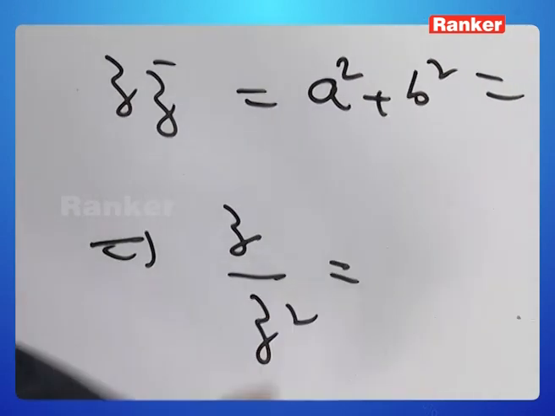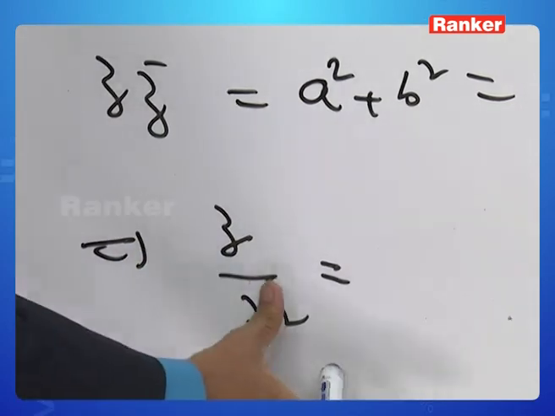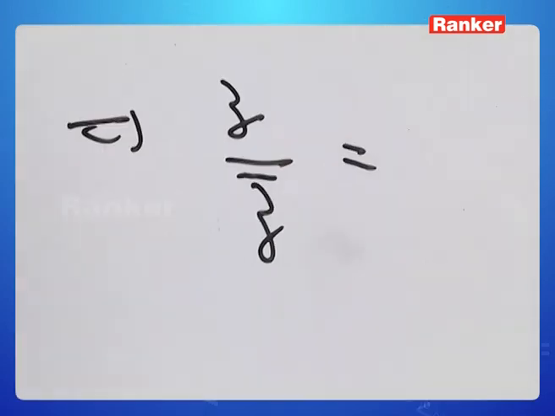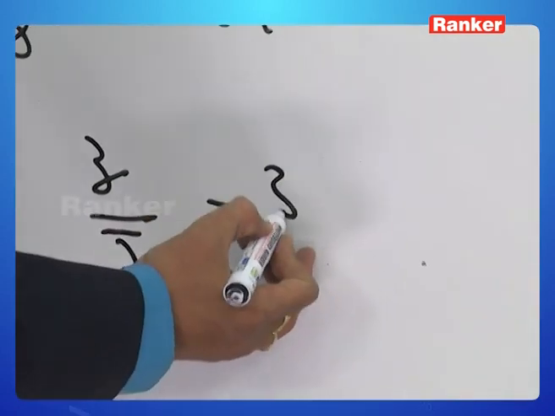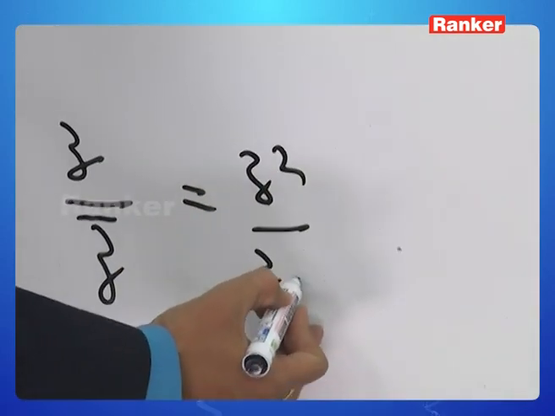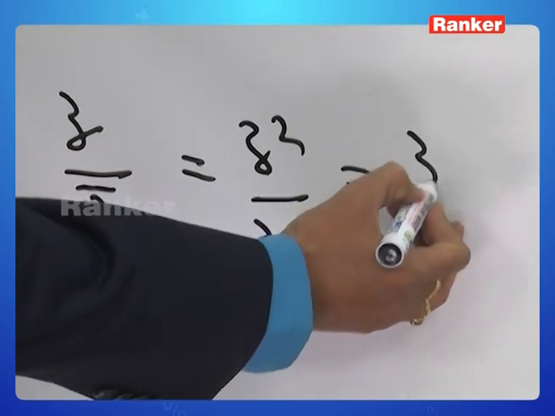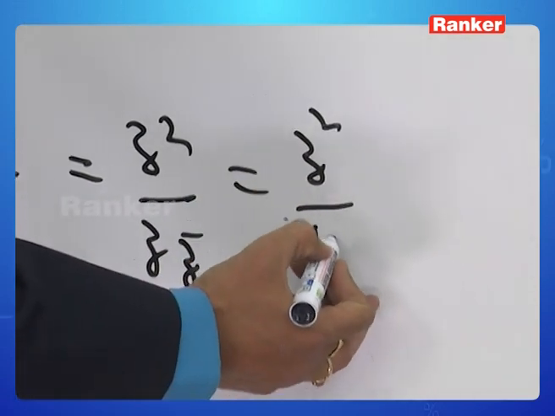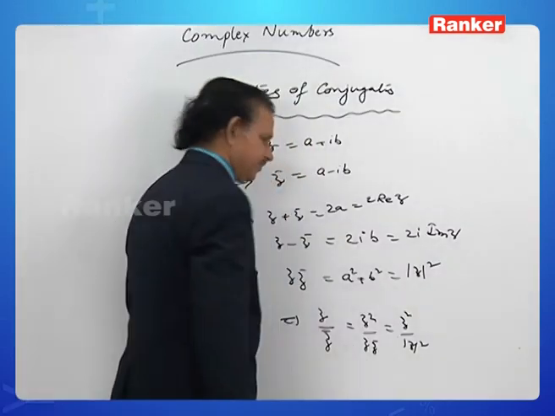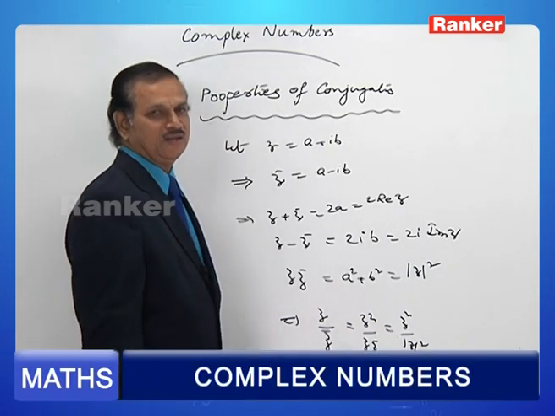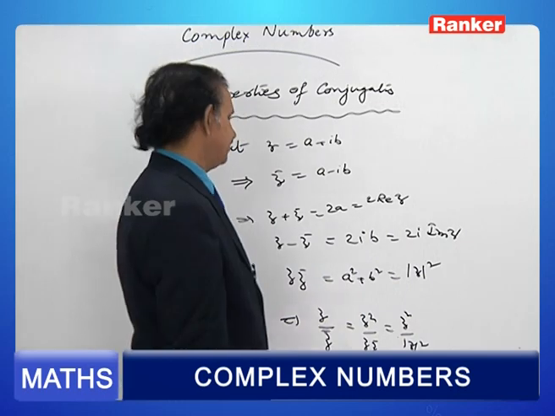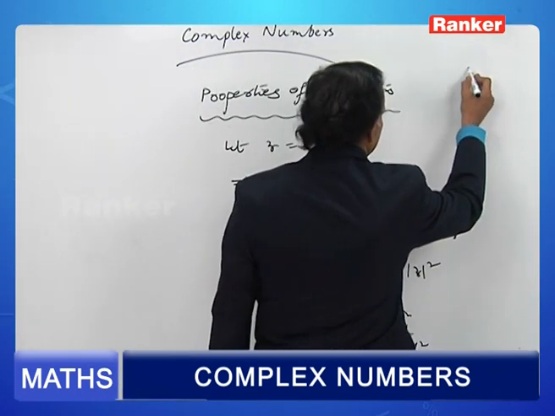What is Z by Z bar? Multiply both numerator and denominator by Z. It is Z square by Z Z bar, which is equal to Z square by mod Z square. That is nothing but Z by Z bar. The next one.